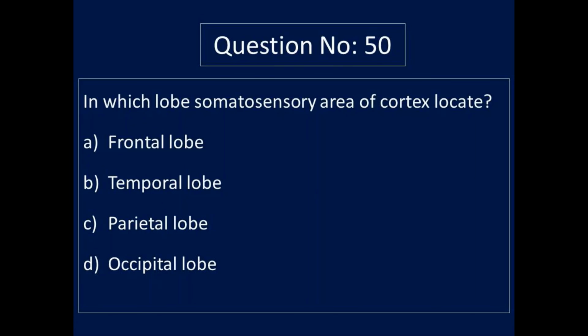Question number 50. In which lobe is somatosensory area of cortex located? Option A, frontal lobe; B, temporal lobe; option C, parietal lobe; and option D, occipital lobe. The right answer is parietal lobe. Somatosensory area of cerebral cortex is located in parietal lobe.